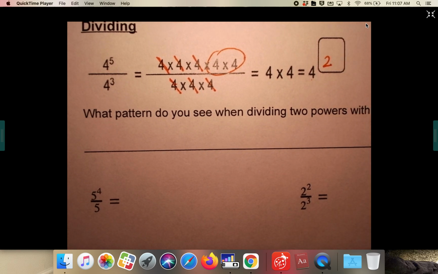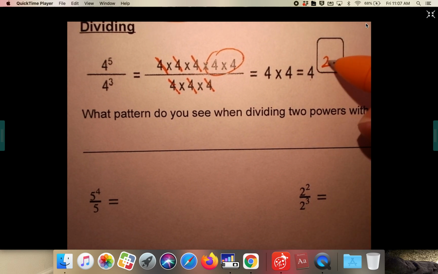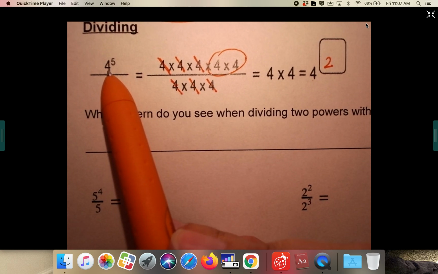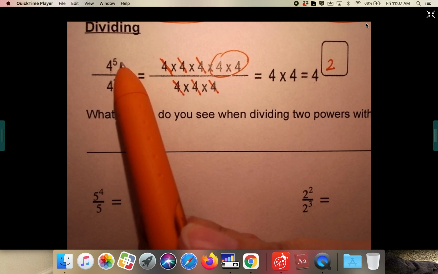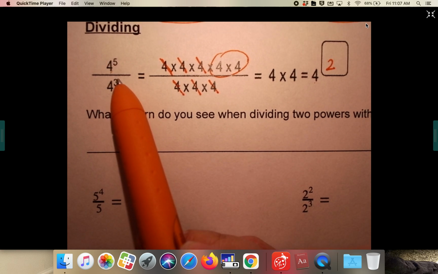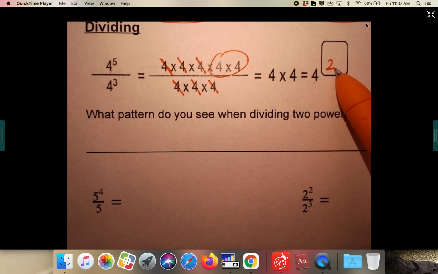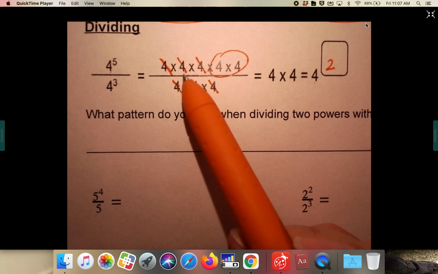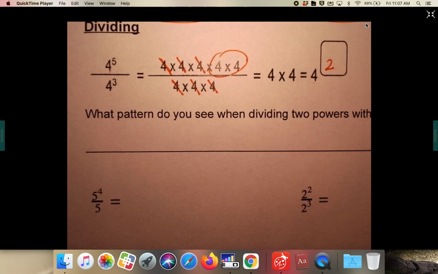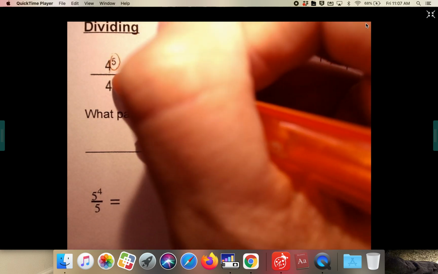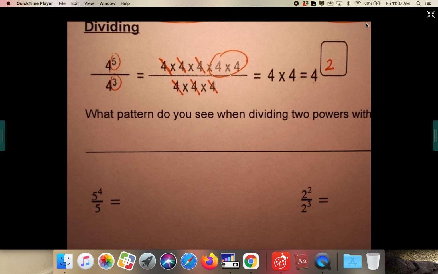That's supposed to be a box for an exponent. So the final answer is 4 squared. Now an easier way to do that is if we are dividing numbers with the same base. See how this is a 4 and this is a 4? What could we have done with their exponents to get here a lot quicker than doing all this cancel, cancel, cancel, cancel junk? I hope you see that we could have gotten 4 squared by just taking our exponents and subtracting them.